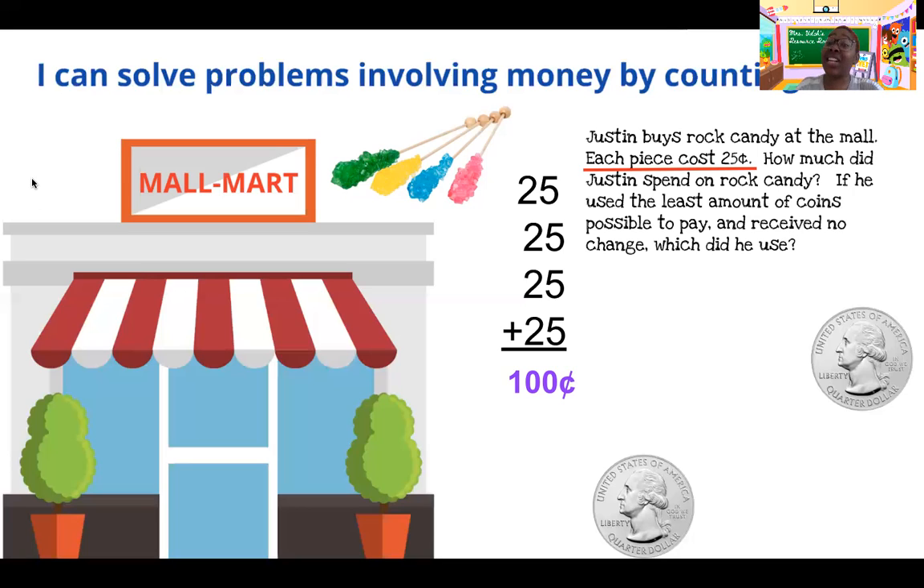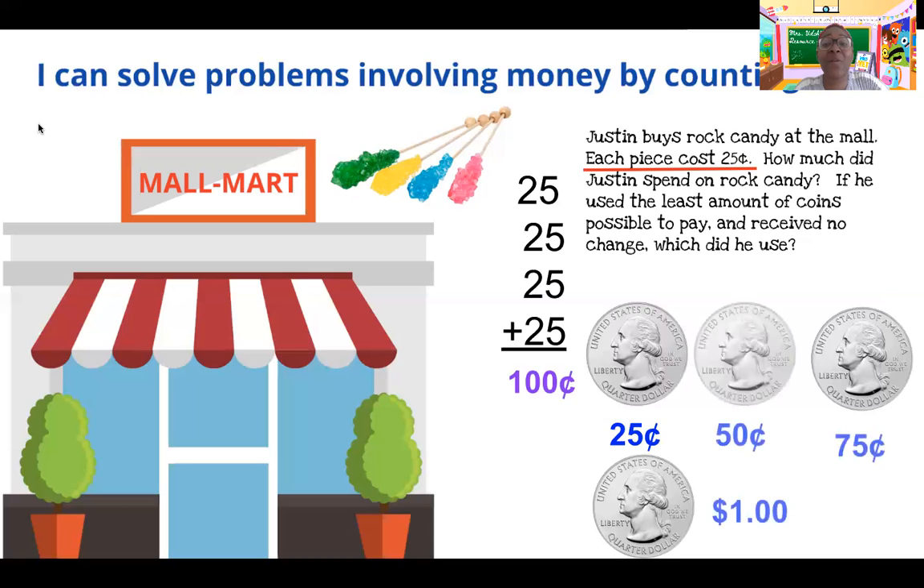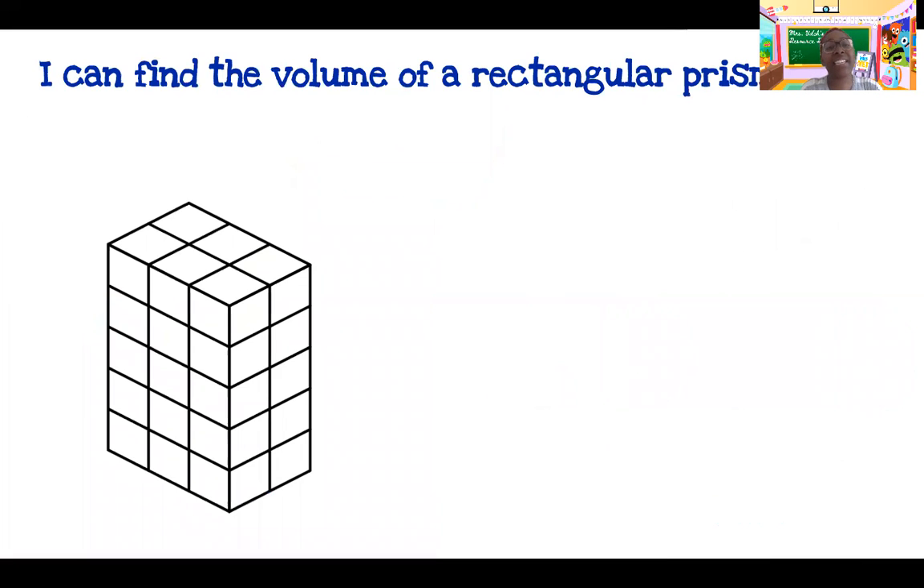So, how can we use this number in order to figure out how many coins Justin has to use? Let's start with our largest coin. What is that? You guessed it. It's the quarter, and the quarter is equal to 25 cents. Well, this is quite interesting. A quarter equals 25 cents, and Justin's candy was 25 cents, and he bought 4 pieces of candy. So how many quarters is he going to use? That's right. Justin's going to use 4 quarters to buy his rock candy. And 4 quarters or 100 cents equals $1. Great job, middles.